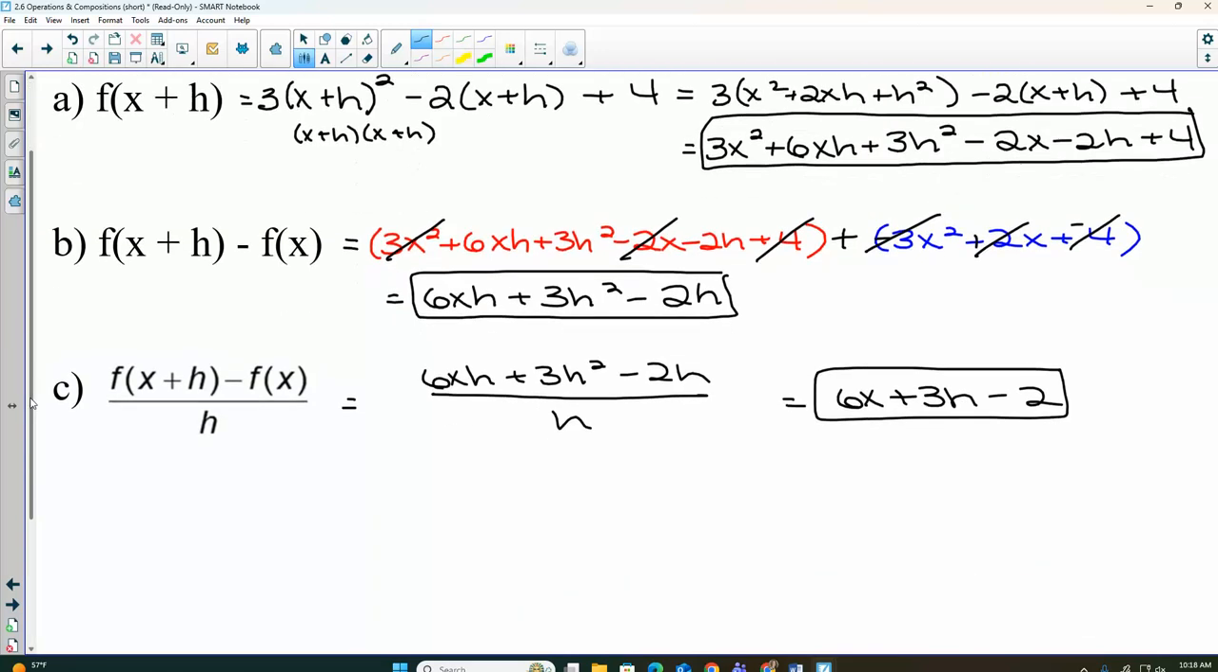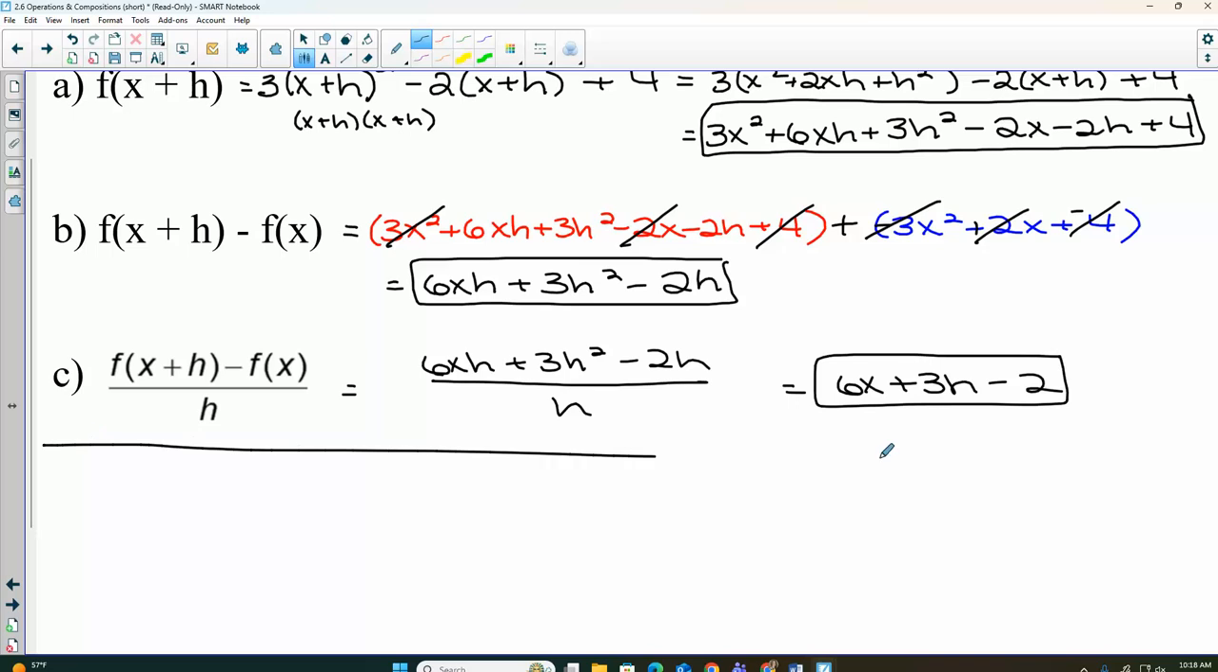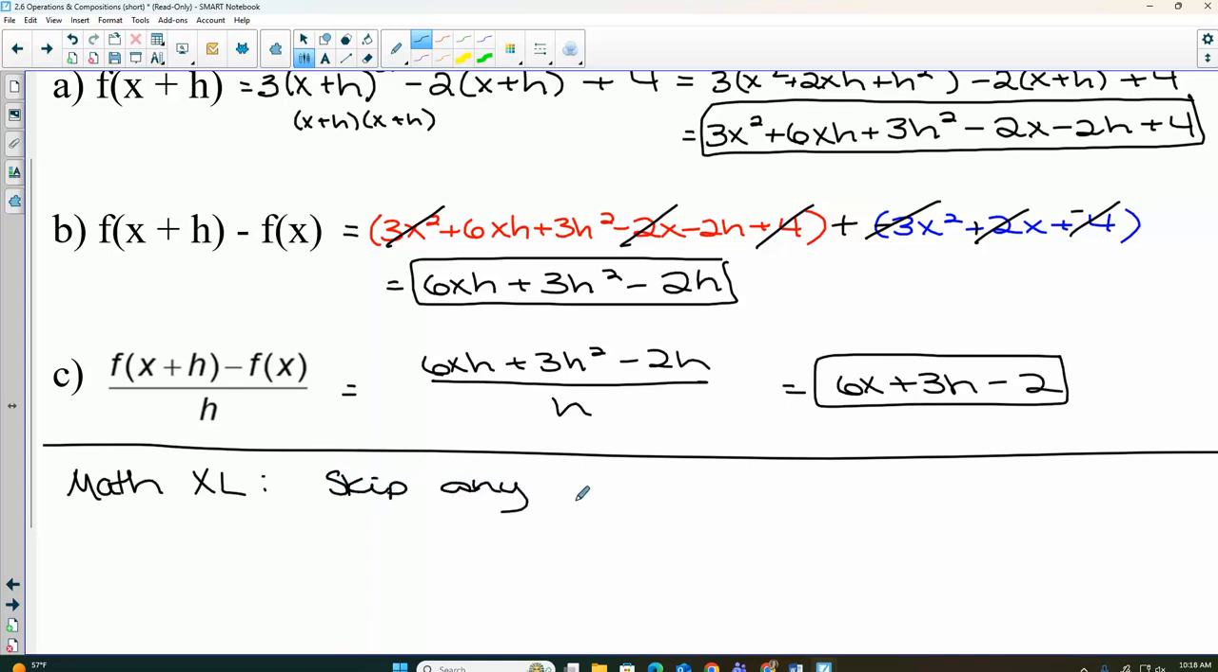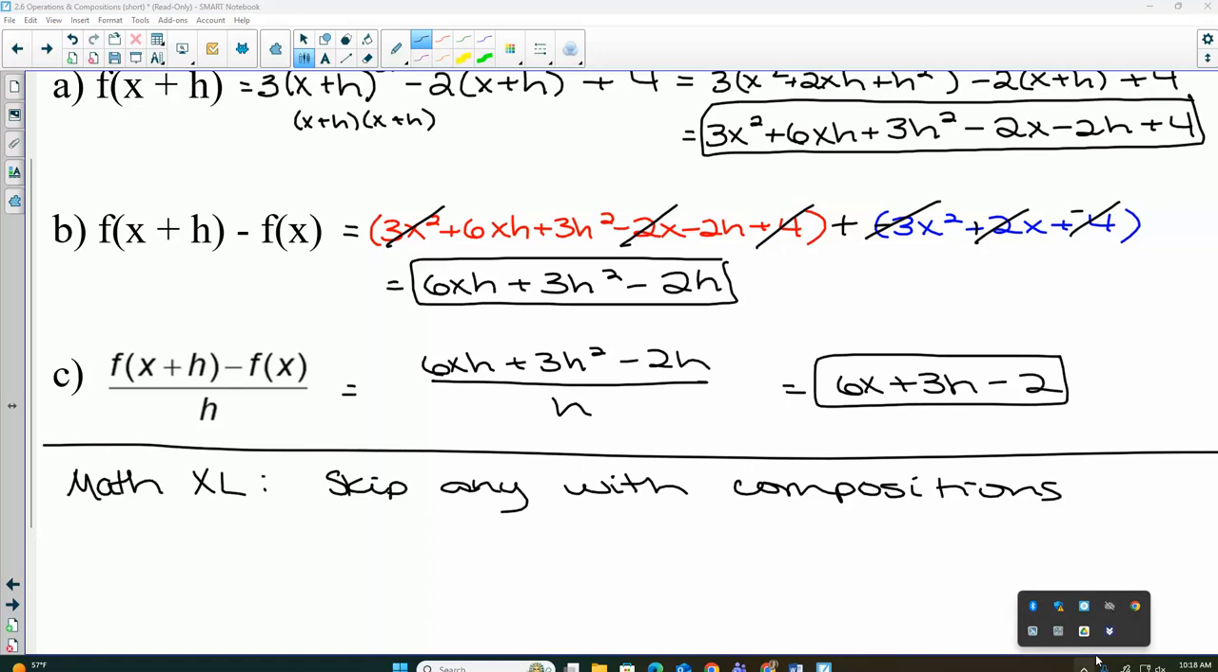So, the homework. There is a Math Excel. You can't do all of the questions yet, and unfortunately, they are kind of jumbled up. So I'll look through it and write down what you can do. But basically, you need to skip any with compositions right now, unless you remember how to do those from last year.